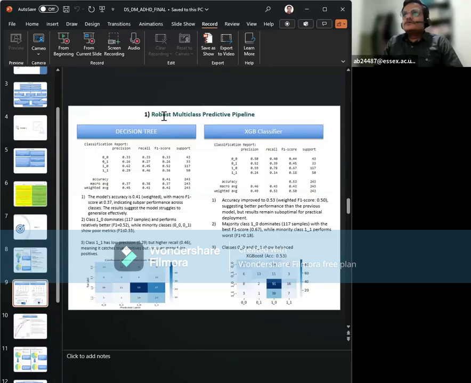So that's how I prepared a robust multi-class predictive pipeline in which there were 4 classes: 0-0, 0-1, 1-0, and 1-1. I first used the decision tree and the XGB classifier. We built the robust pipeline for both binary and multi-class problems.